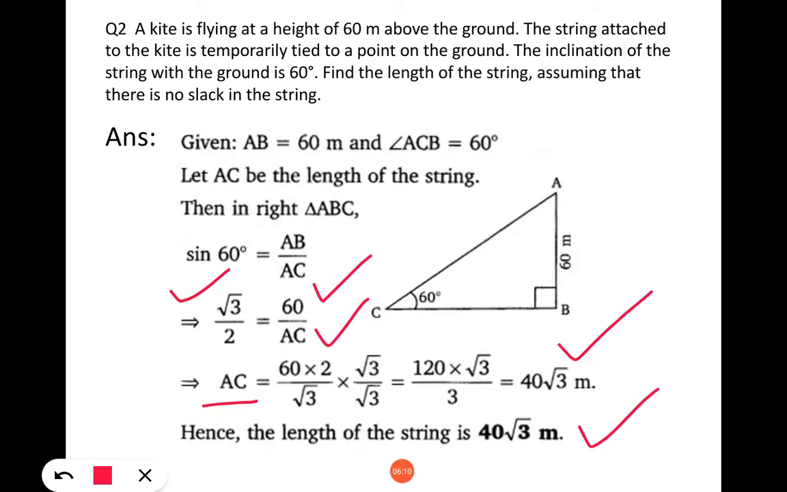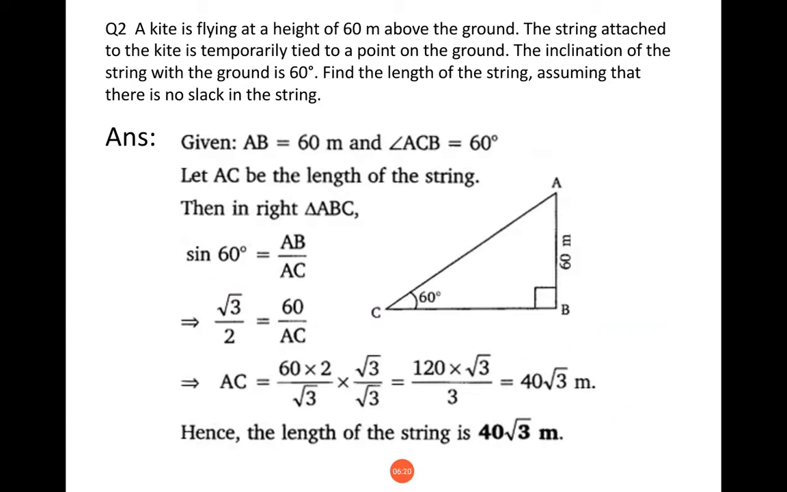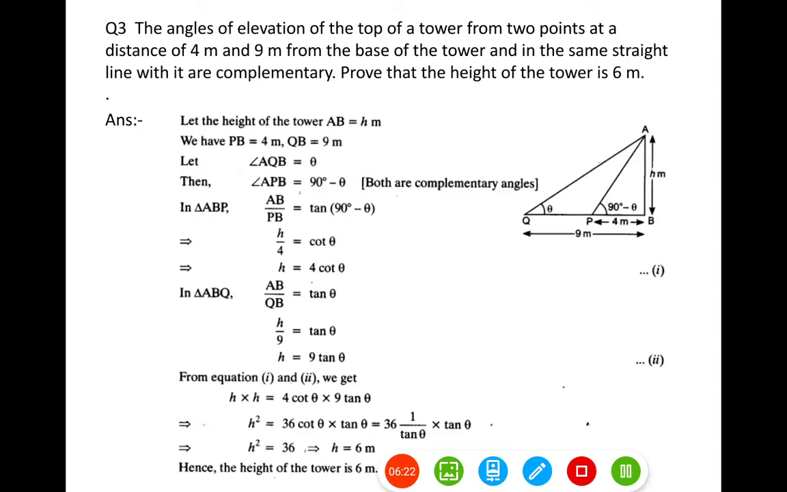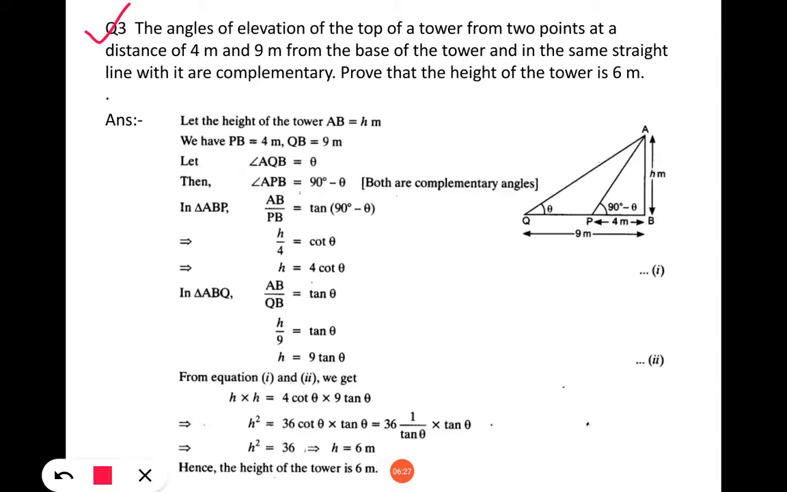So students, here we have solved two problems related to applications of trigonometry. Now let us take another problem related to the application of trigonometry. In this problem, we are given that the angles of elevation of the top of a tower from 2 points at a distance of 4 meter and 9 meter from the base of the tower and in the same straight line with it are complementary. Prove that the height of the tower is 6 meter.